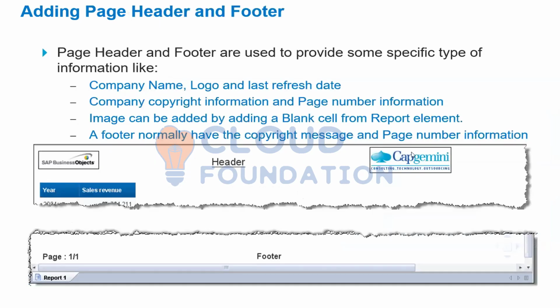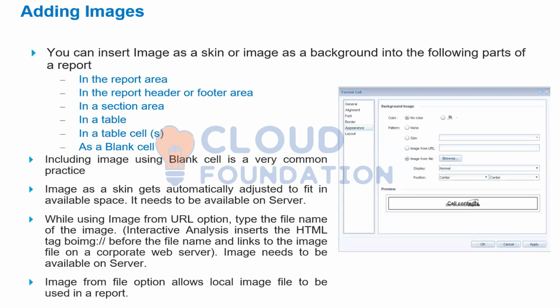This is just an example. If there is a company that wants a header like this, we have to insert the logo. We will put the business object symbol based on their requirement, and put some header as the report name. Under the footer, we can put page 1 of 1, or if we have around 50 pages, it will show 2 of 50, 3 of 50, like that. For every page in the footer, the page number will be displayed. Based on our requirement, we can add images. Under appearance, we can add an image from URL or an image from file. We can browse and keep some logos.